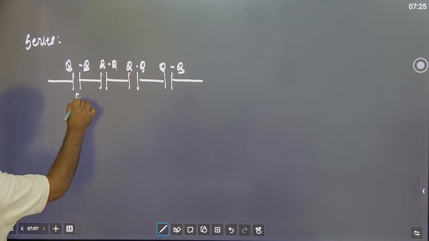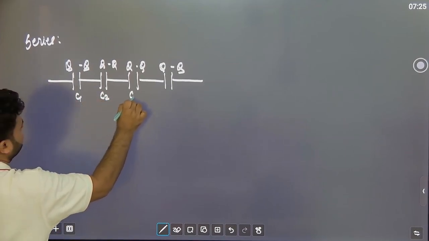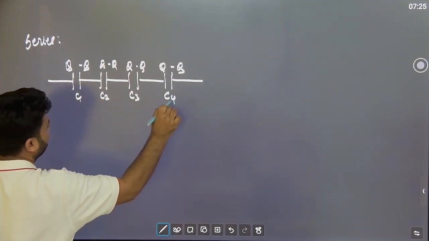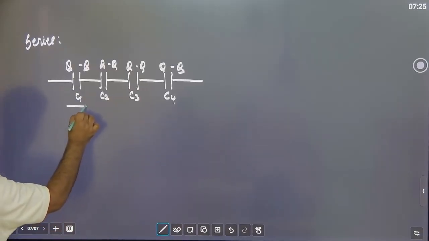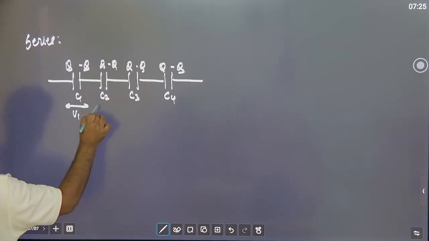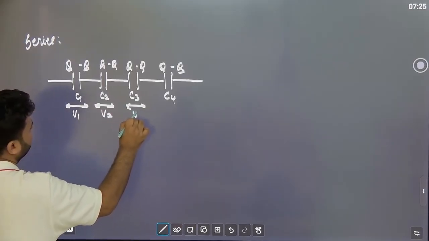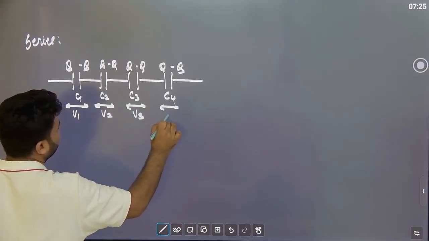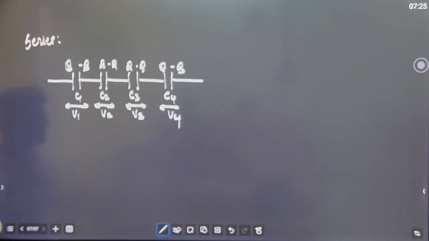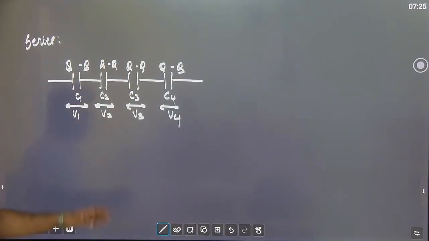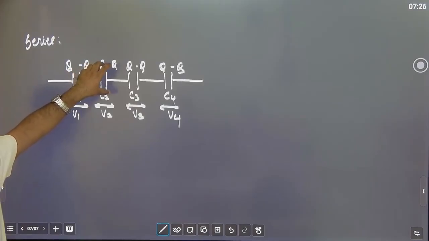Suppose this capacitance is C1, this is C2, this is C3, this is C4. Voltage difference will be different. Suppose here voltage is V1, just like resistors, V2, V3, V4. Their current remains same. Here charge remains same. Here this capacitor also charge is Q. This capacitor also charge is Q.